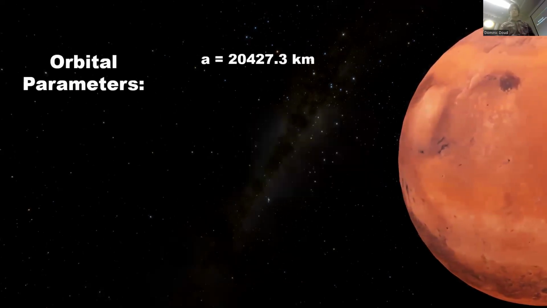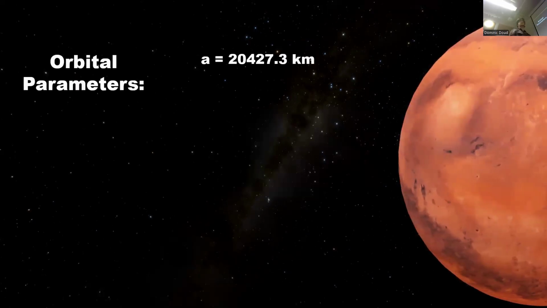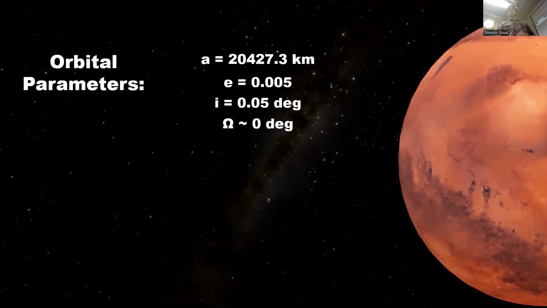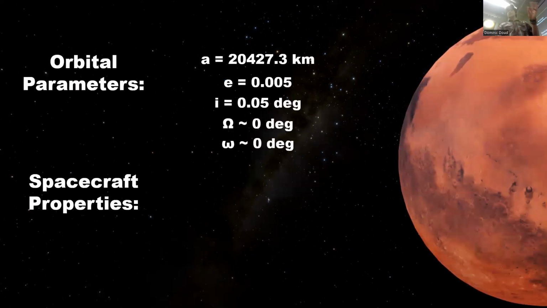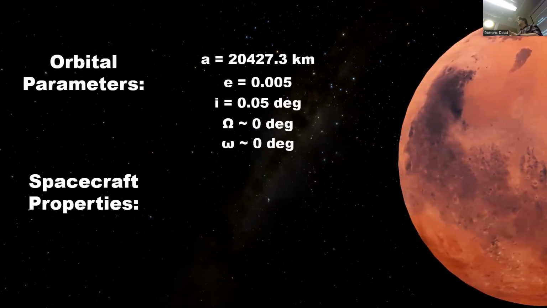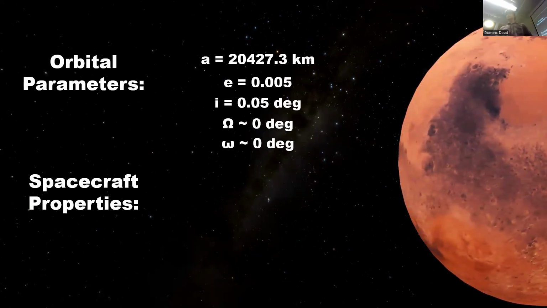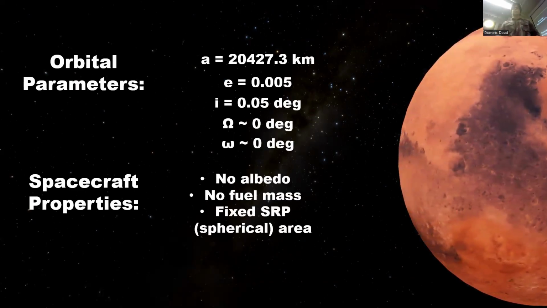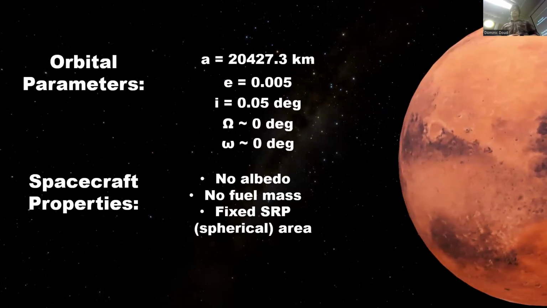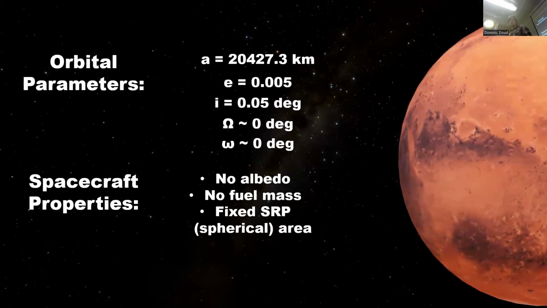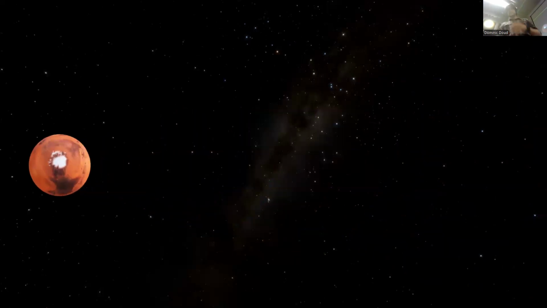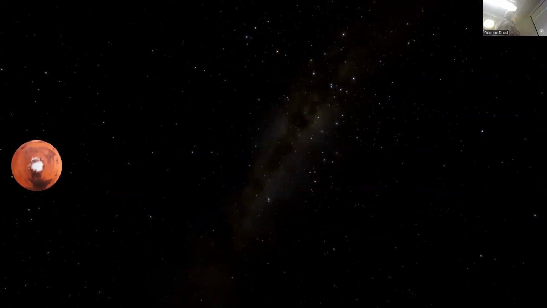And let's jump really quick into our orbital parameters. We have a semi-major axis of 20,427.3 kilometers, low eccentricity, low inclination, very close to zero RAAN, very close to zero argument of periapsis, and our true anomaly is just going to depend on whether it's from the unstable point or the stable point. Spacecraft properties. We're going to assume no albedo. That's just the reflection off of Mars. That's on the spacecraft. We're going to assume no fuel mass, and we're going to assume a fixed solar radiation pressure spherical area, just for simplicity. All right, are we ready?